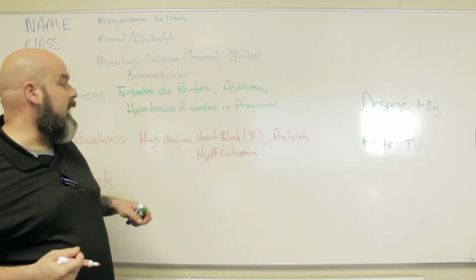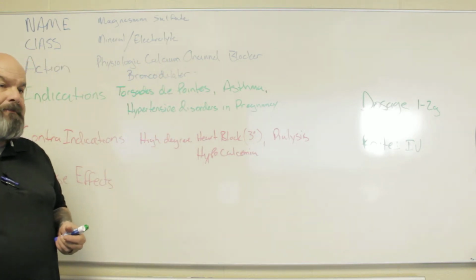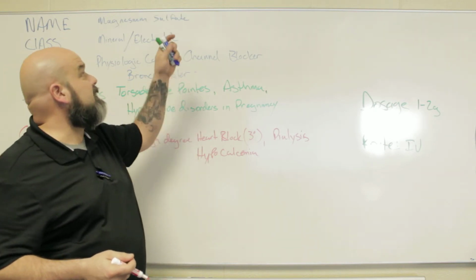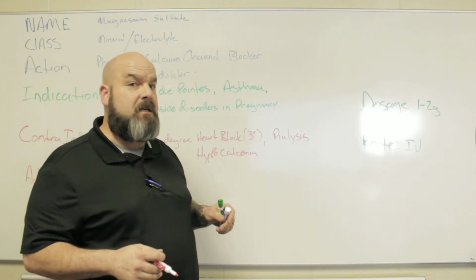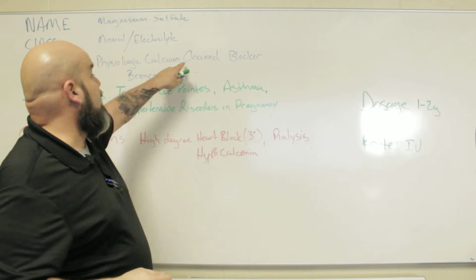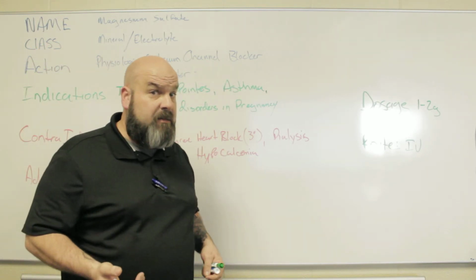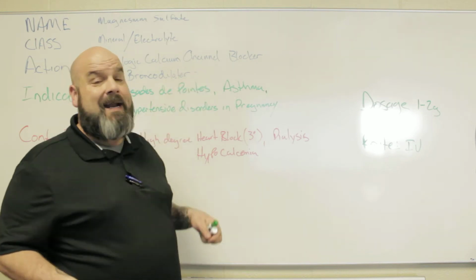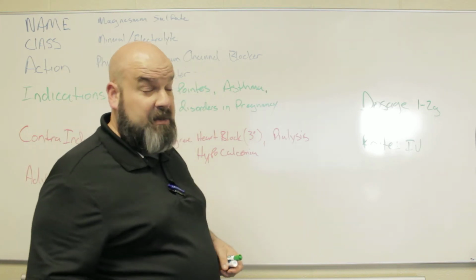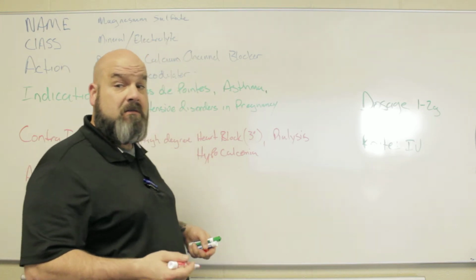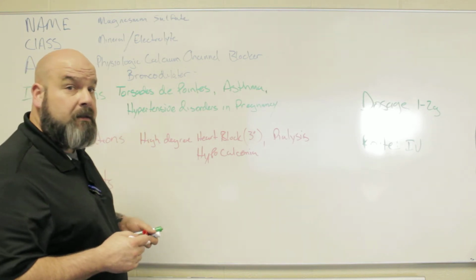Why would we want to not give this in hypocalcemia? Because magnesium and calcium kind of balance each other out. It is a calcium channel blocker, so if you already don't have any calcium in the system, you're not going to add a calcium channel blocker to that system and expect good results. It's just not going to happen that way. Okay?